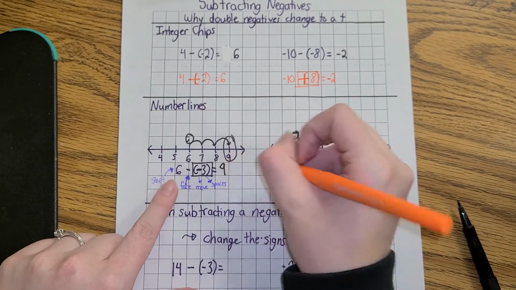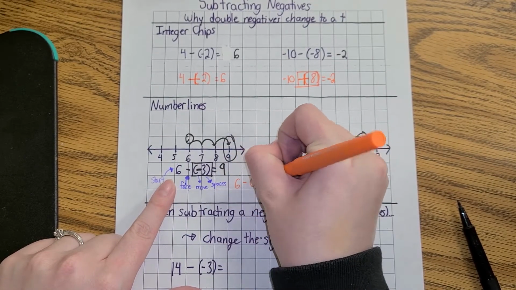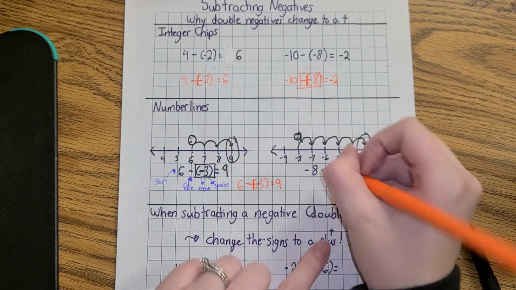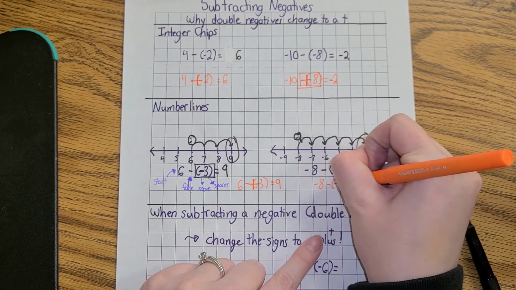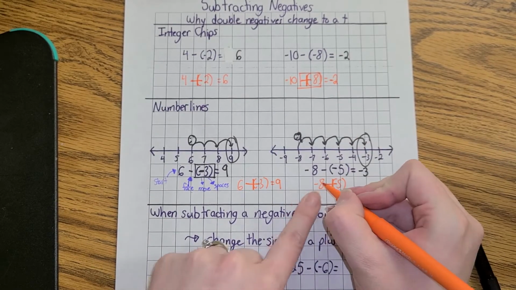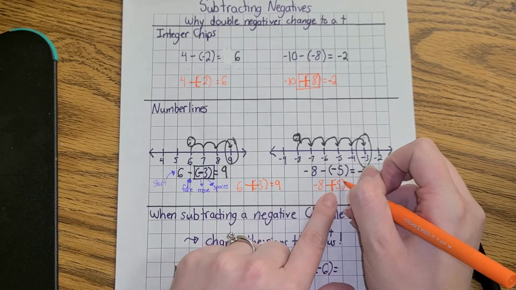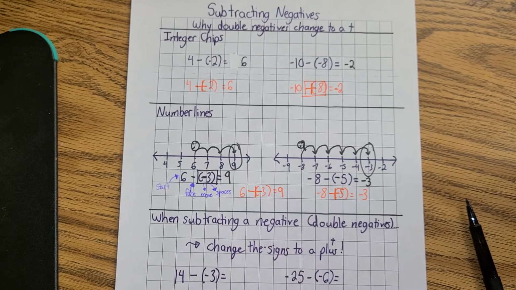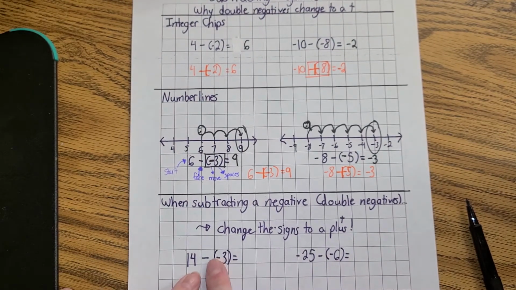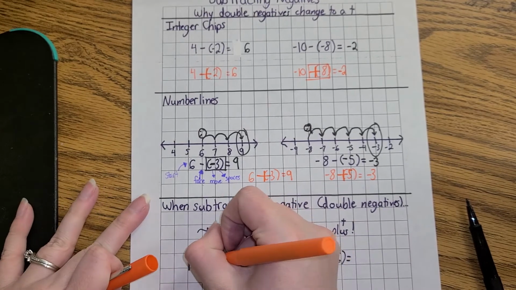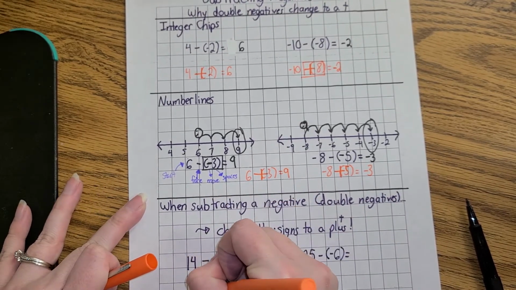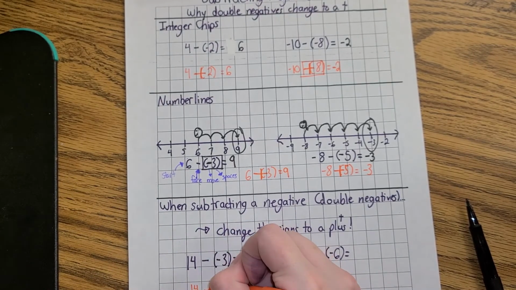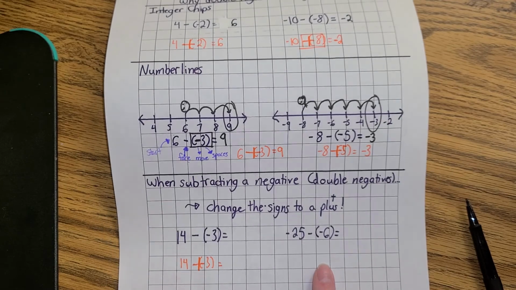Same down here. 6 minus negative 3, change it to a positive. 6 plus 3 is 9. Easy peasy. Negative 8 minus negative 5, change it to a plus. Negative 8, I owe $8. I get paid a positive 5. Now I only owe $3. All right, that much faster. When you see that double negative, change it to a plus, and then solve with your adding rules, okay? Go ahead and solve the bottom two. Show me that you understand.